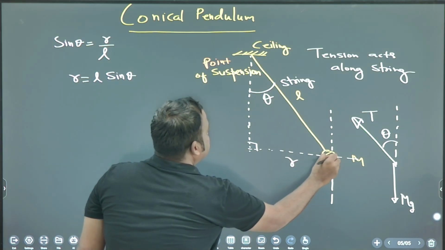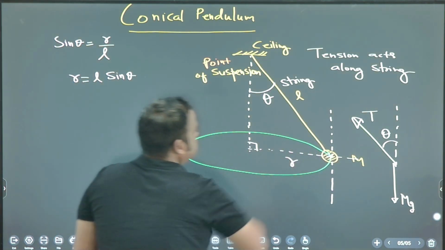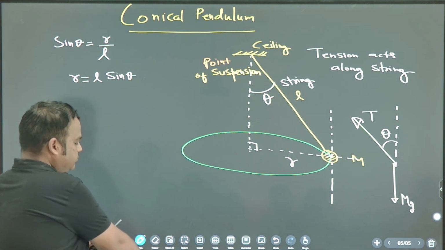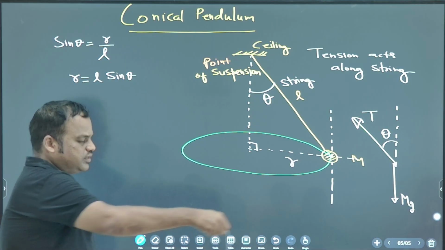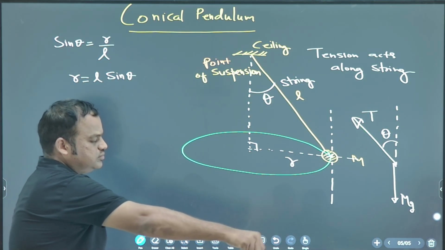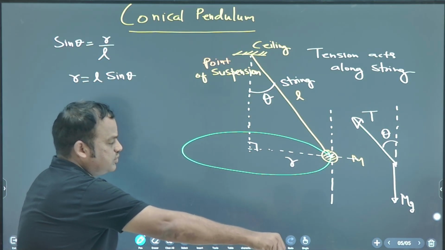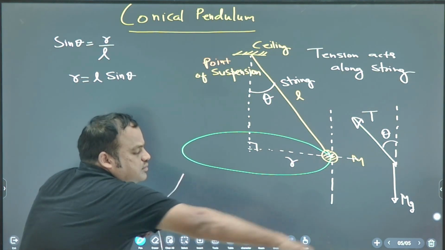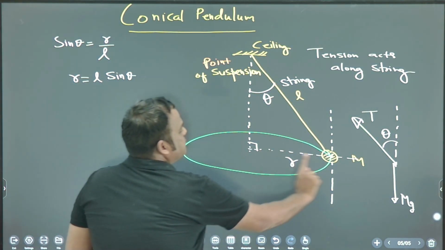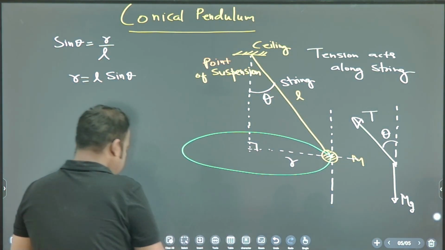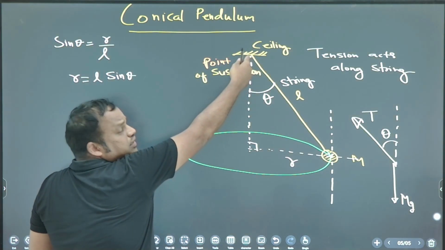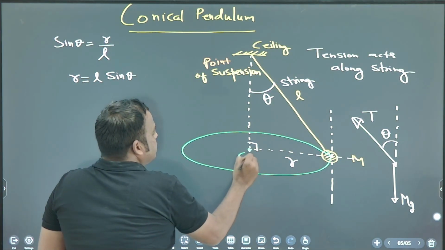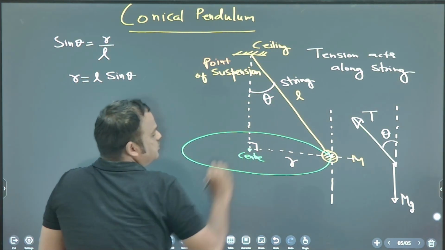They are different. R is the radius. You observe this. You observe the conical pendulum. Okay. So conical pendulum, the circle is this. So this is the radius of the circle. This is the center of the circle. Is this the center of the circle? No. This is the center of the circle.